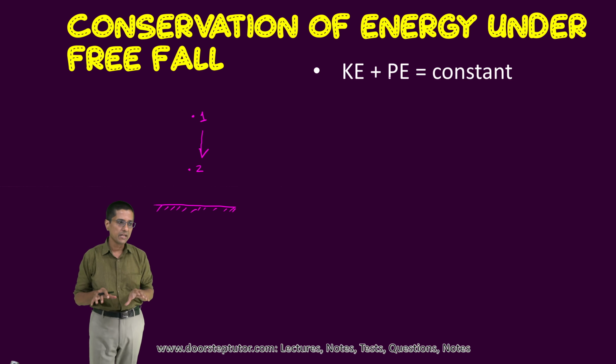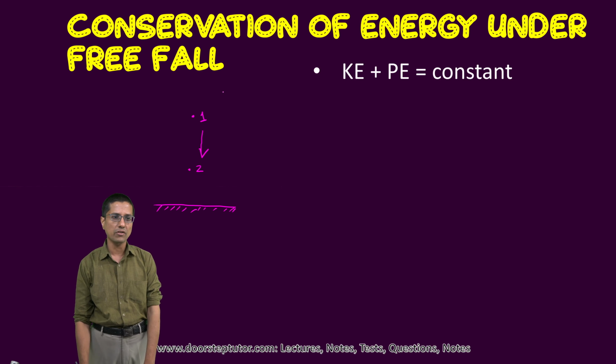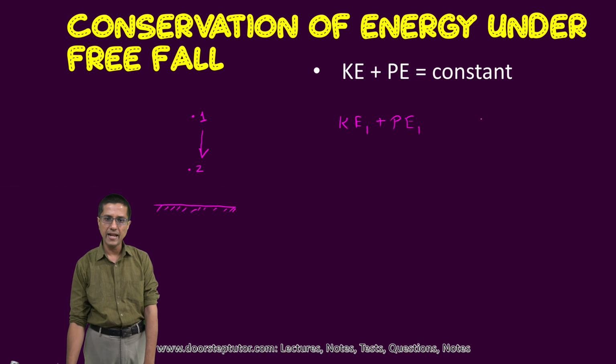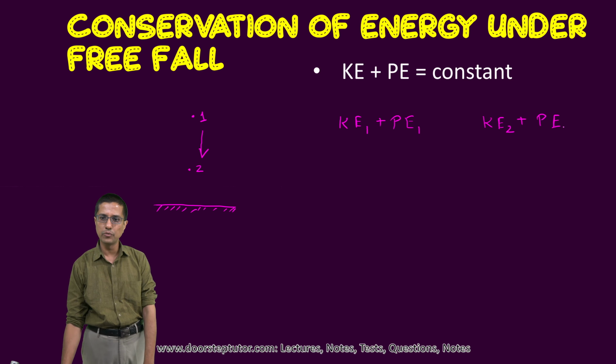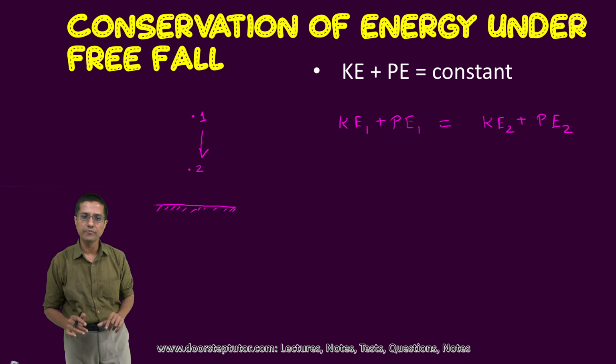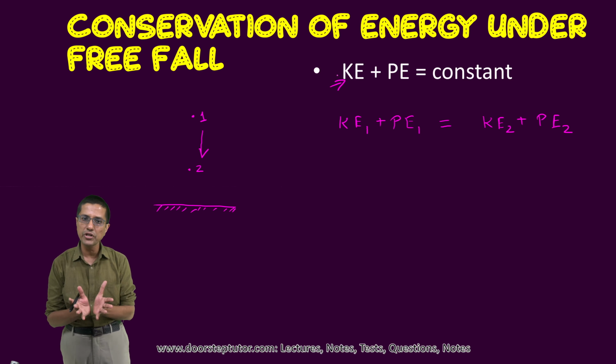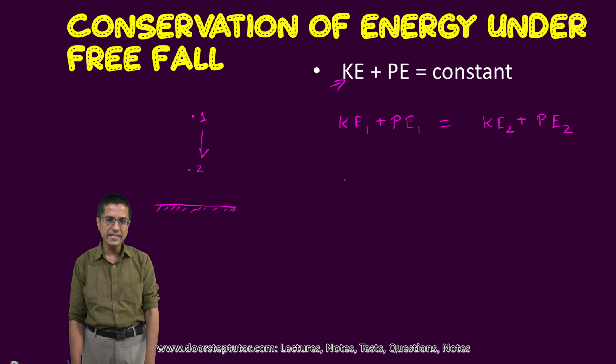We will show that the sum of the kinetic and potential energy is constant, which means that the kinetic energy at point 1 plus potential energy at point 1 is the total energy at this point, and the total energy at the second point is kinetic energy at 2 plus potential energy at 2, and these two we will say are the same. They are equal.